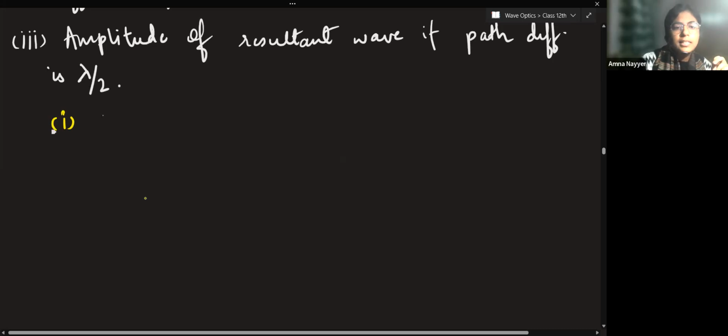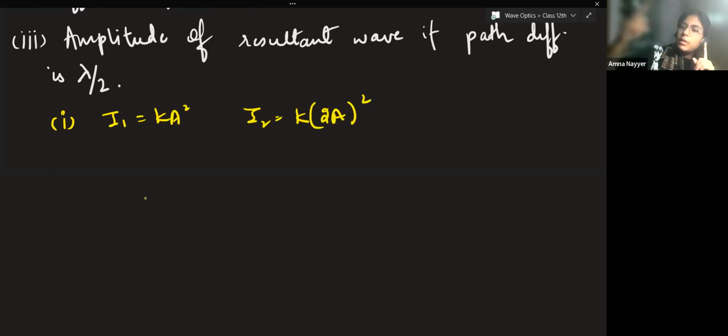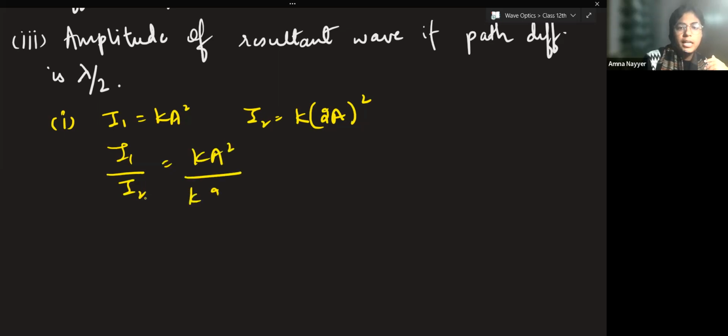See, intensity 1 will be K A square. Intensity 2 will be K, the second intensity is (2A) whole square. First amplitude was A, second amplitude was 2A, right? You have to find out the ratio I1 by I2. K A square by K 4A square. So A square gets cancelled, K gets cancelled. So I1 by I2 is equal to 1:4 is the ratio that you get.